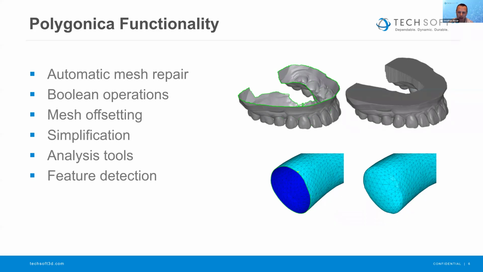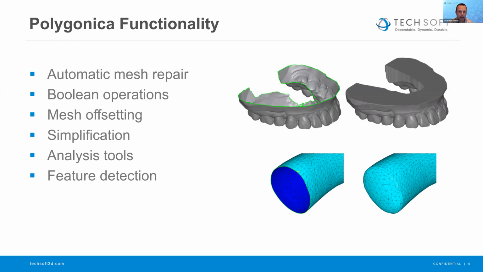A watertight solid, where all edges of all triangles in the mesh are connected to other edges and triangles, is necessary to use in 3D printing. So a 3D printer needs a watertight mesh. It's also needed for analysis. It's also needed for other downstream operations. So really the first step in many of these workflows is automatic mesh repair.